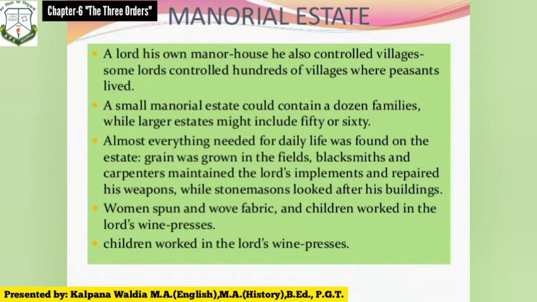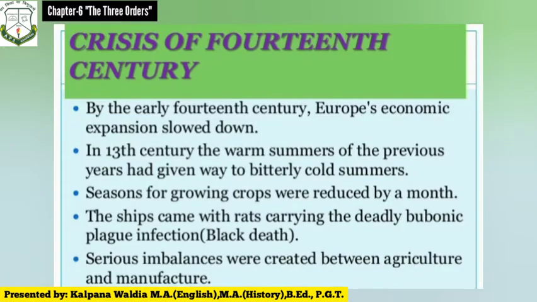Let us understand a wonderful concept, that is the manorial estate. A lord, with his own manor house, used to control the villages as well. Some lords used to control hundreds of villages where peasants used to live. A small manorial estate could contain a dozen families, whereas a large manorial estate included 50 to 60 families. Almost everything needed for daily life was found in the estate. Grain was grown in fields. Blacksmiths and carpenters used to maintain the lord's implements and repair his weapons, while stone masons looked after his buildings. Women spun and wove fabrics. Children used to work in the lord's wine presses.